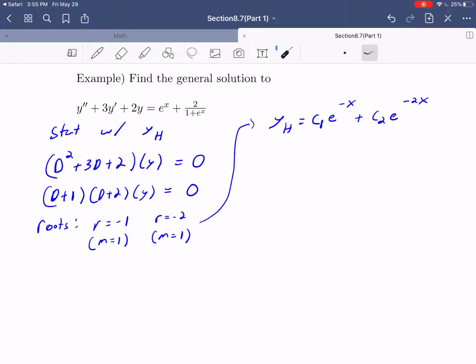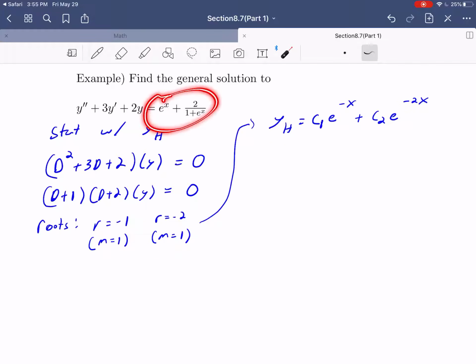Okay, now let's think about our particular. Let's look at this non-homogeneous component though. Notice this e to the x is not a big trouble with our old method of the annihilator. But this 2 over 1 plus e to the x, that's something we don't have a clean annihilator for.